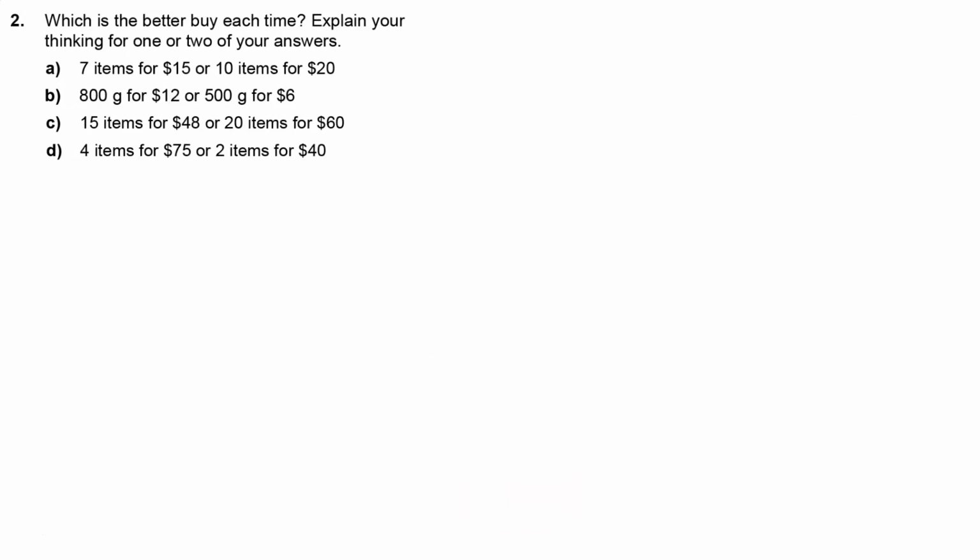Finally, Part D says we've either got 4 items for $75 or 2 items for $40. So 4 for 75 or 2 for 40. Again, we look for some easy math. 2 for 40 means that's the same as 1 for 20. We just have to divide both the top and bottom by 2.